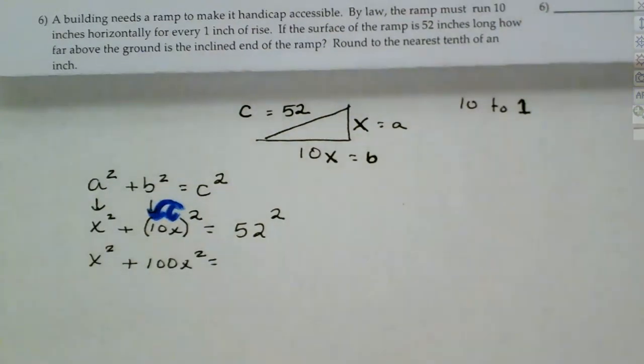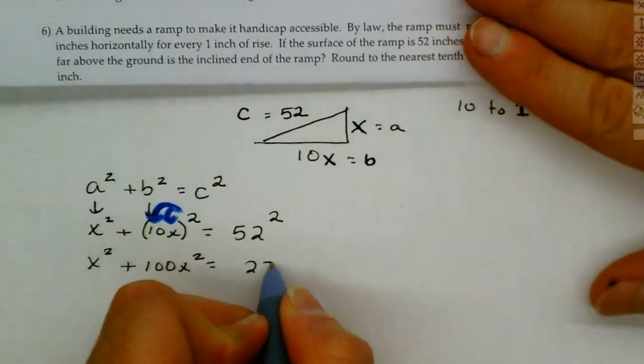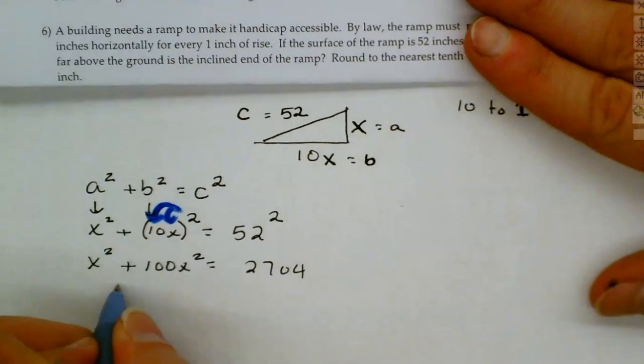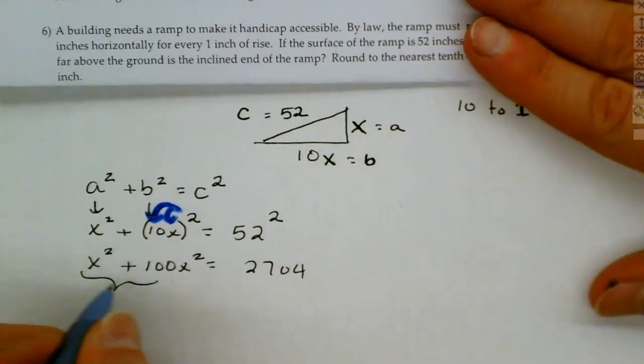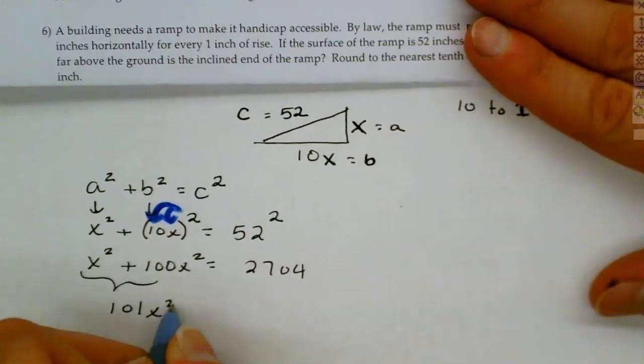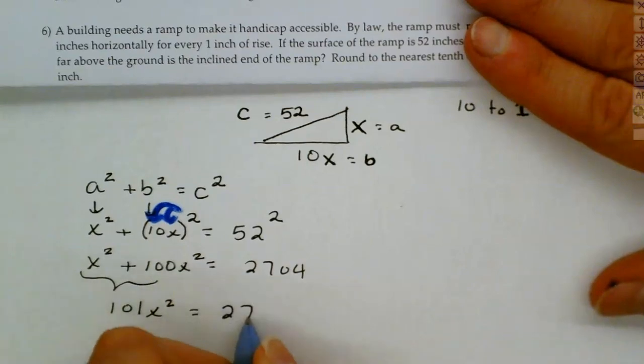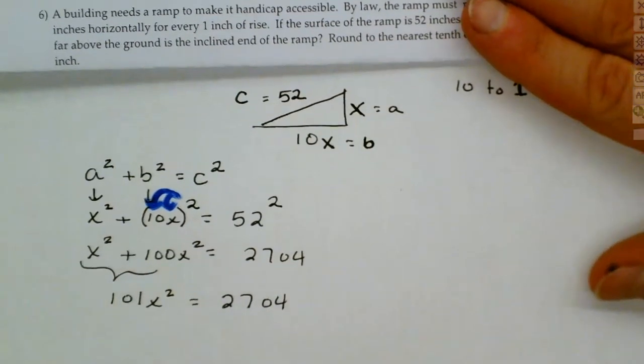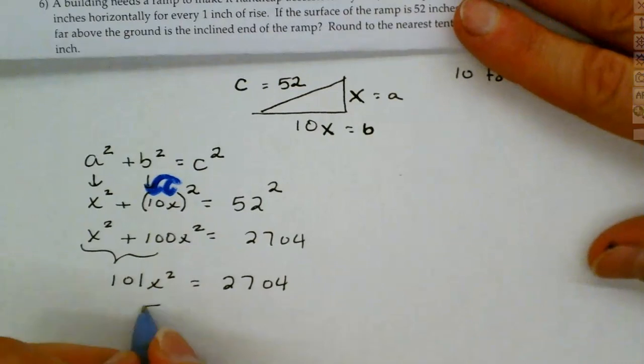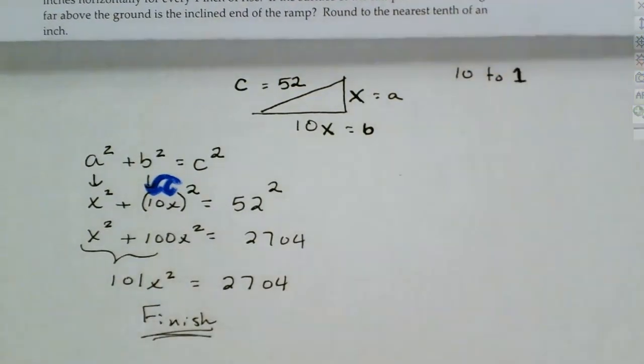is, I've got a calculator here, okay, 52 squared is 2704. I'm going to add those together, and that gives you 101 x squared equals 2704. And I think you could finish it from here. How would you finish it? I'm not going to finish it, but how would you finish it?